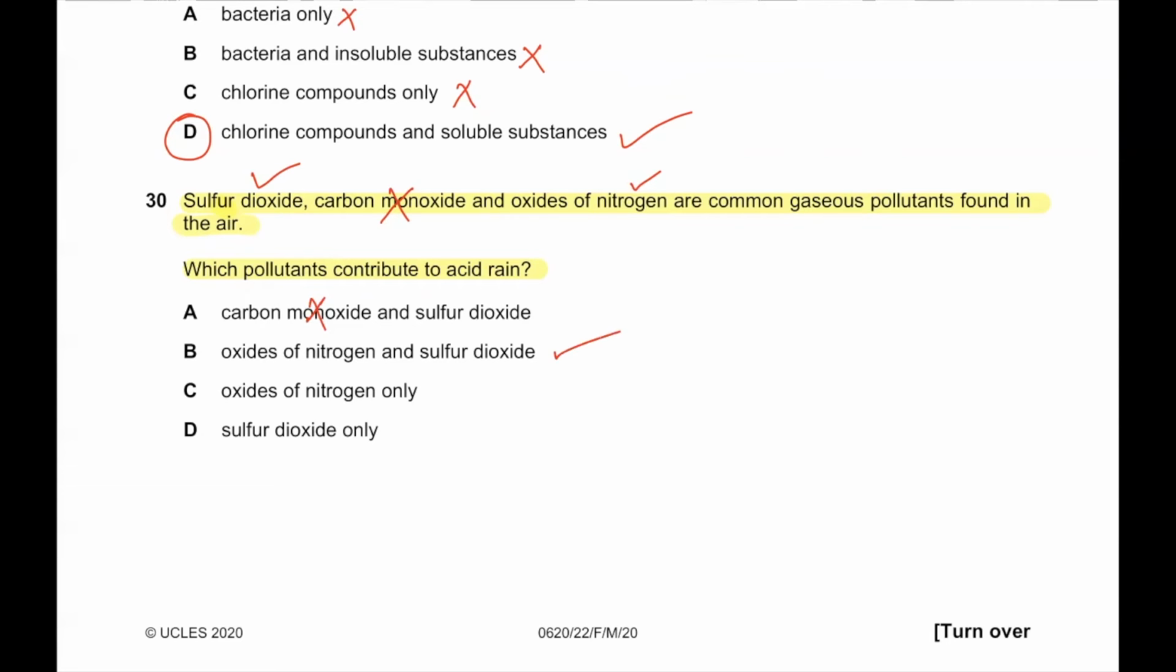Oxides of nitrogen only, no. Sulfur dioxide also is a contributor for acid rain. Sulfur dioxide only, no, both of them. So B is the correct answer.